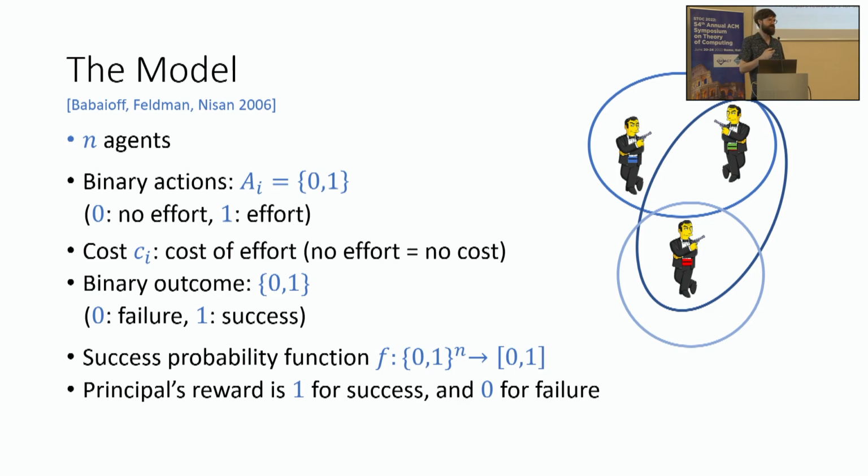So I include an agent or not. That's why I put the circles here. Agents will have a cost for effort, no cost for not doing anything. And I will also keep a binary outcome, so either my project succeeds or not.